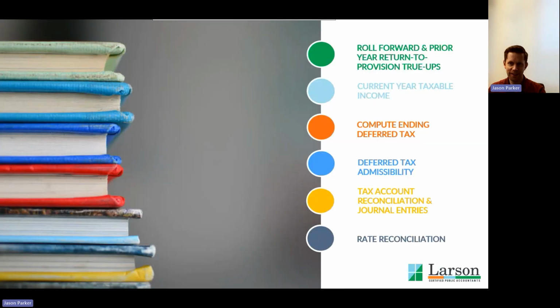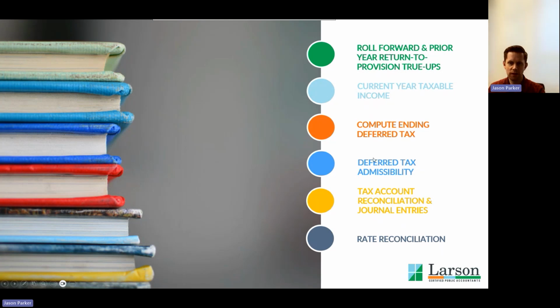All right. And so these are kind of the basic steps to preparing your tax provision. And so we'll walk through each of these, going over your RTPs, and then calculating your current year taxable income, which, as mentioned, is going to be an estimate. Computing your ending deferred tax, you'll have from the prior year, you have what your deferred tax asset or liability looked like, and then you're going to compute what it's going to look like at the end of the current year, and the difference will go into our deferred tax expense.